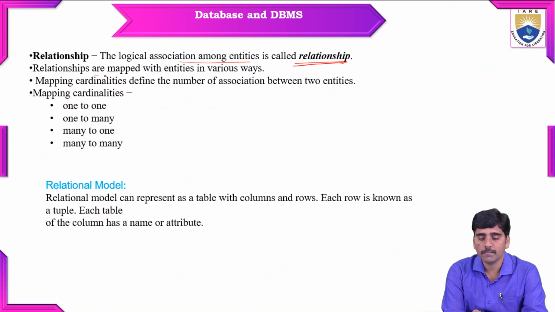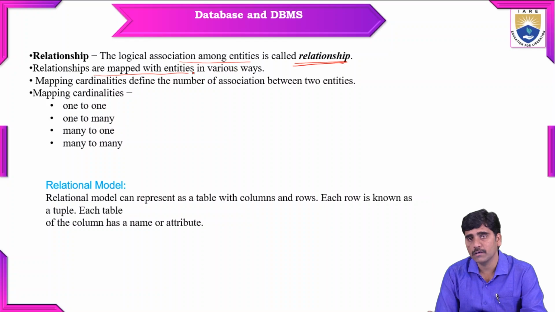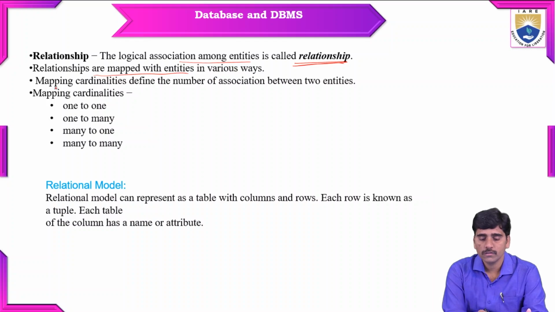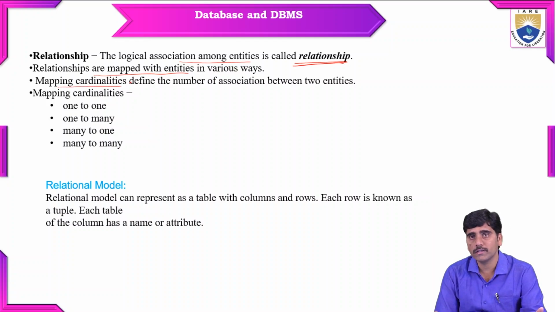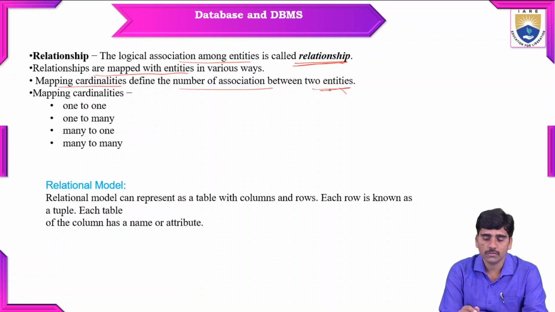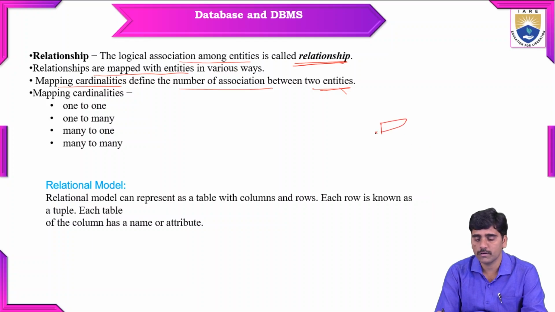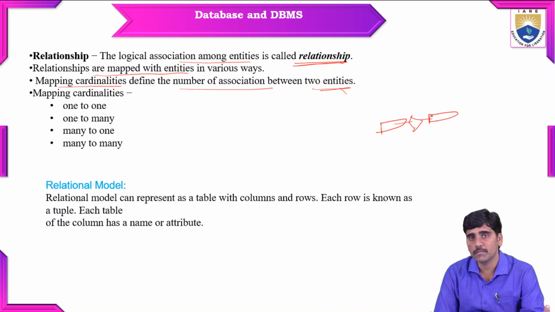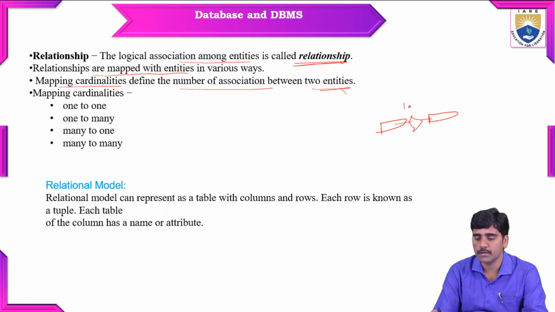Relationships are mapped with entities in various ways. Mapping cardinalities define the number of associations between two entities, entity 1 and entity 2. Between those two, there is a number of associations. It may be one to one, one to many, many to one, or many to many.